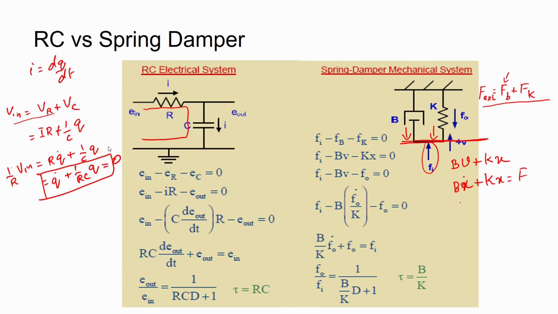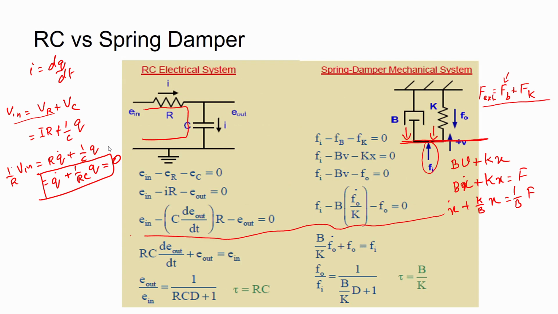Let's divide by B throughout. So x dot plus K over B x is equal to 1 over B F. So far, so good?